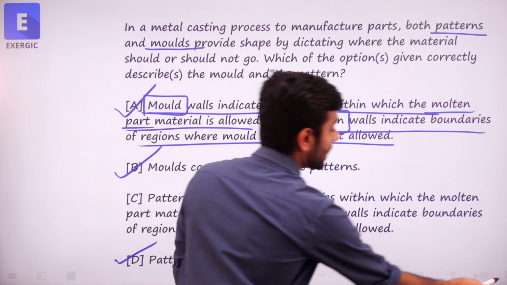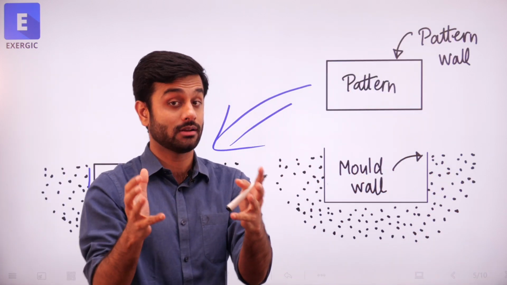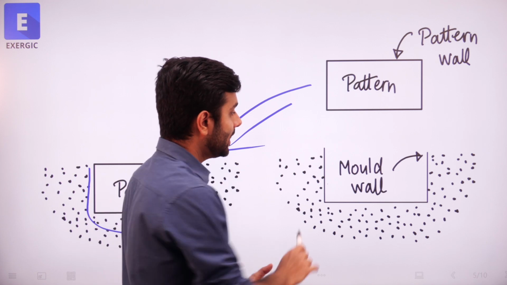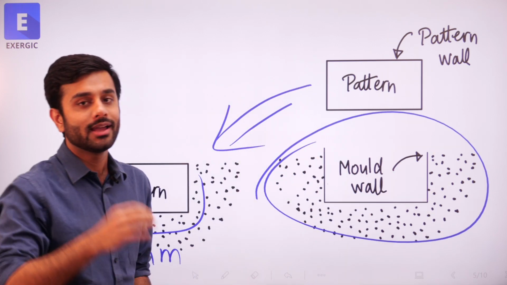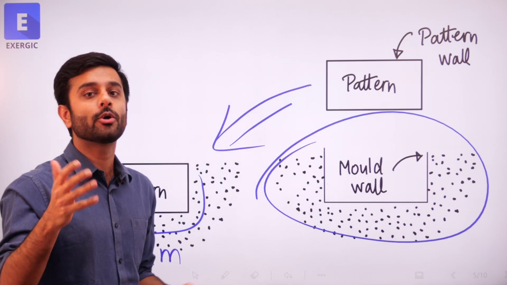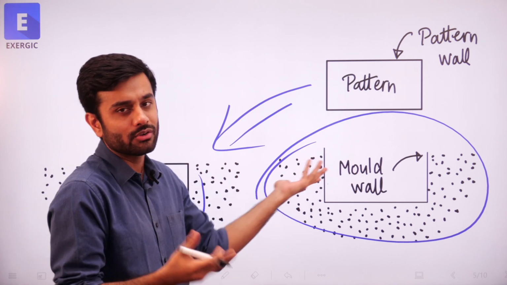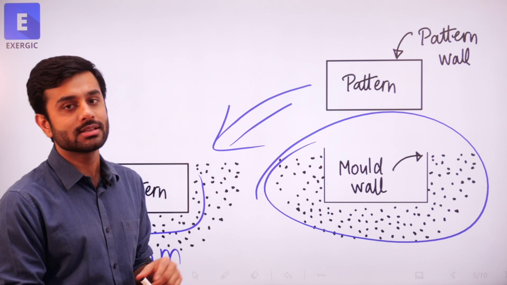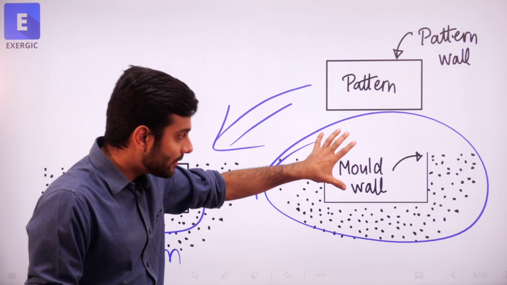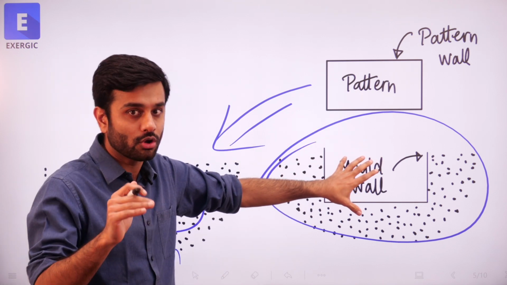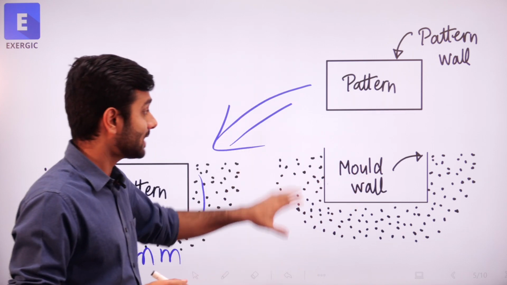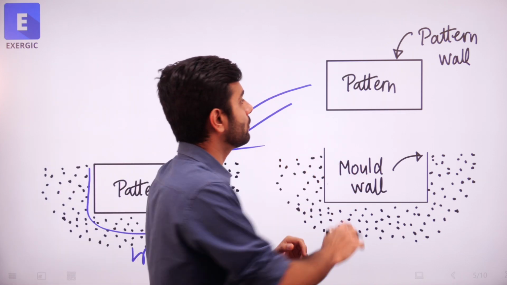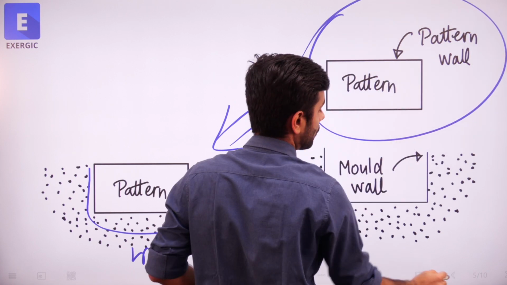Pattern wall means we are talking about the situation when we have the pattern right now. As I already told you, in this situation it is absolutely nonsense to talk about pattern wall. The pattern is not there. What are you talking about, pattern wall? The pattern is gone. Only the mold wall is there. So in this situation, it will not make sense to talk about pattern wall, as I told you while starting the discussion.